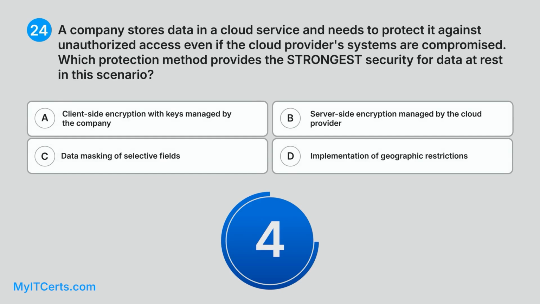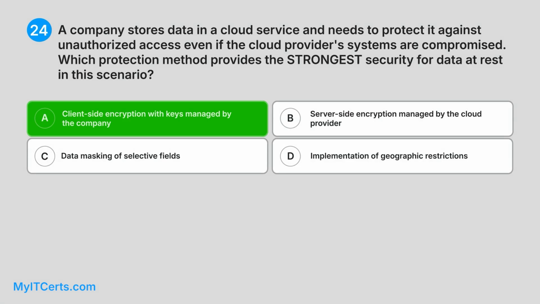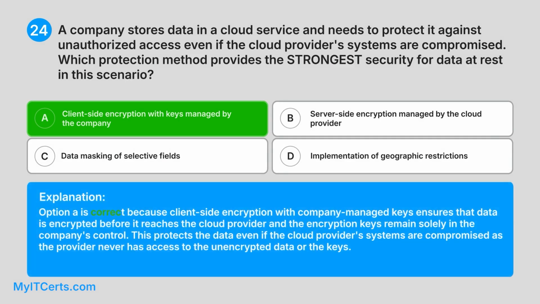Can you guess the answer? Correct answer: A. Client-side encryption with keys managed by the company. Explanation: Option A is correct because client-side encryption with company-managed keys ensures that data is encrypted before it reaches the cloud provider, and the encryption keys remain solely in the company's control. This protects the data, even if the cloud provider's systems are compromised, as the provider never has access to the unencrypted data or the keys.